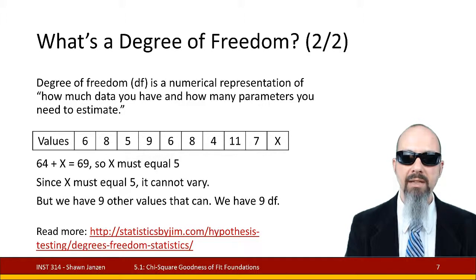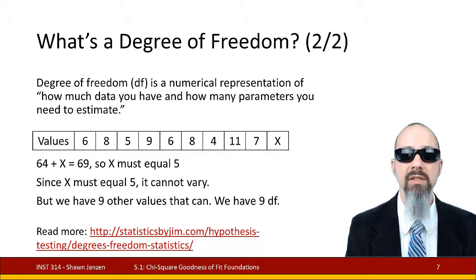Now, since x must equal 5, it cannot vary. But we have 9 other data points in this vector that can vary. So we have 9 degrees of freedom.